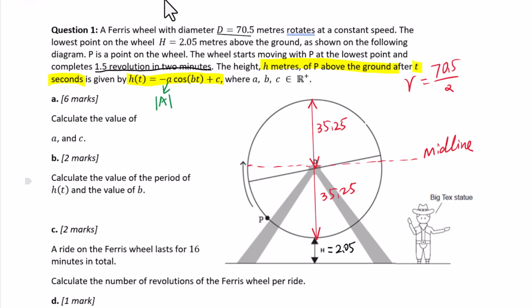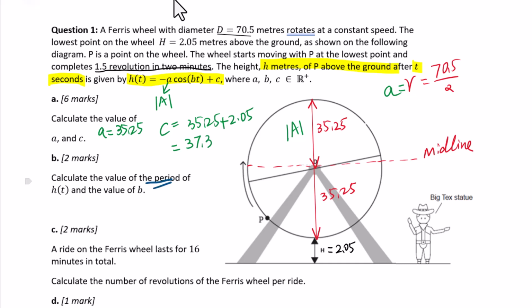From this function, we know A is the amplitude. Amplitude basically is the radius of this wheel. Or you could say the distance from maximum to the midline is amplitude. So A equals 35.25. C is the midline. 35.25 plus 2.05 equals 37.3.